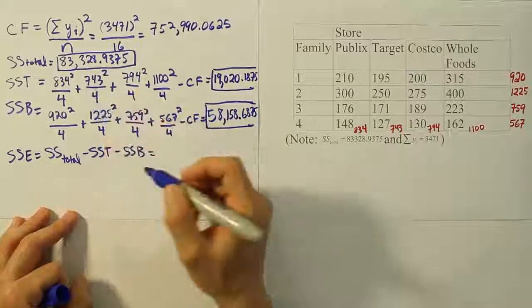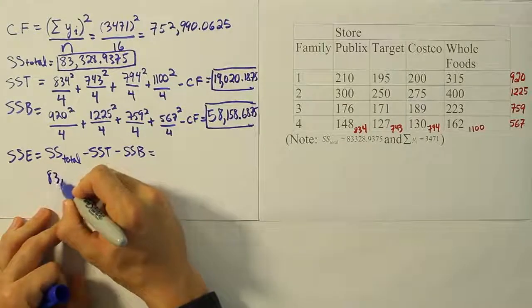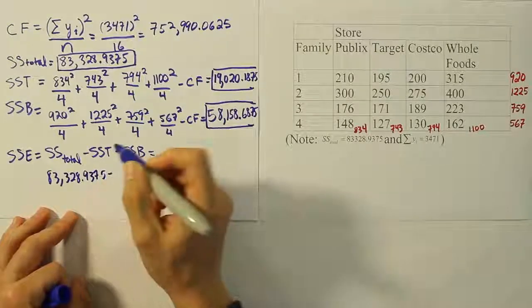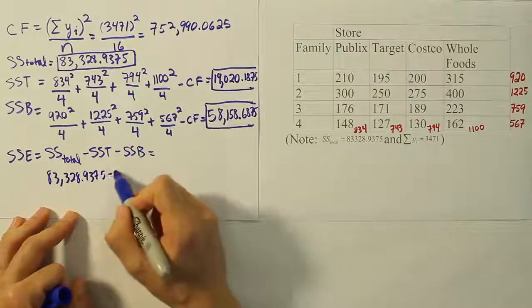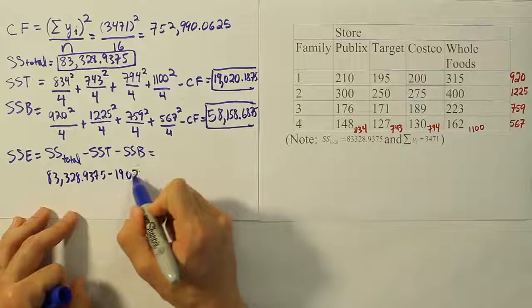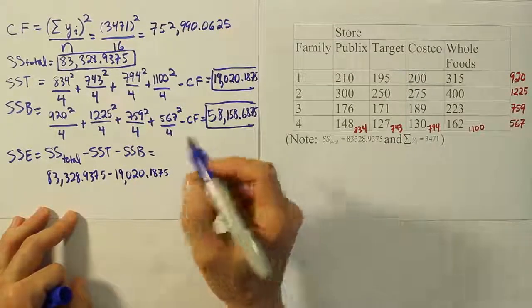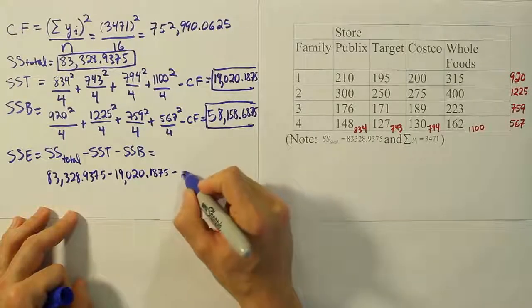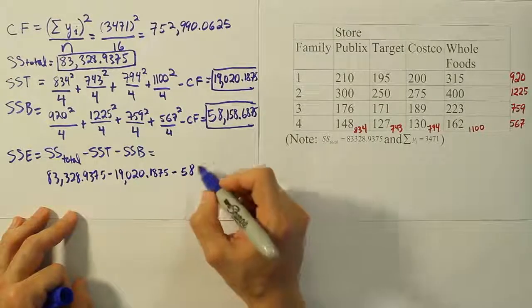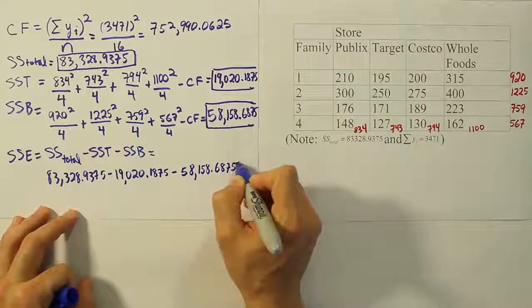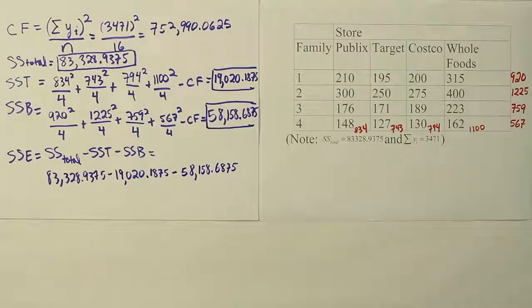So sum of squares for total is a large value. It's 83,328.9375. We'll subtract off from that the treatment value, which is 19,020.1875. And then finally minus the 58,158.6875 we had for blocks. All right, let's put all that in our calculator and figure out finally what our sum of squares for error is.